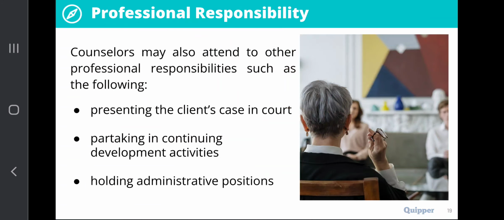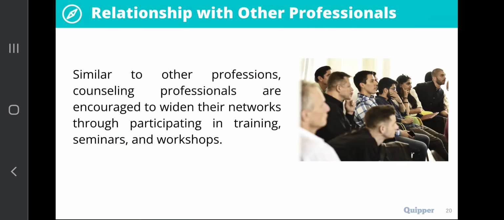Counselors may also attend to other professional responsibilities such as the following: presenting the client's case in court, partaking in continuing development activities, and holding administrative positions. Similar to other professions, counseling professionals are encouraged to widen their networks through participating in training, seminars, and workshops. The Code of Ethics encourages counselors to view fellow practitioners as colleagues in the field who work toward a unified goal and purpose.